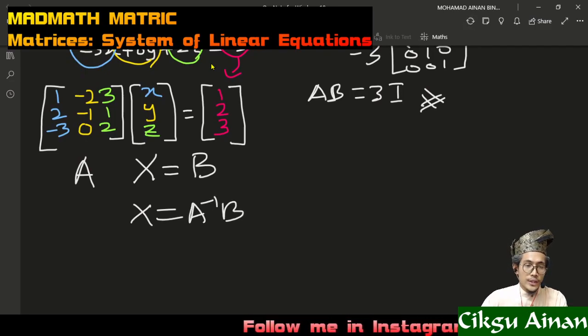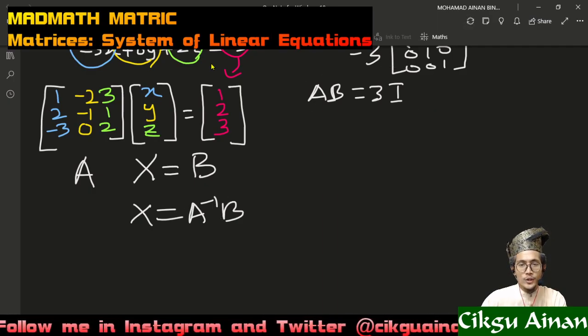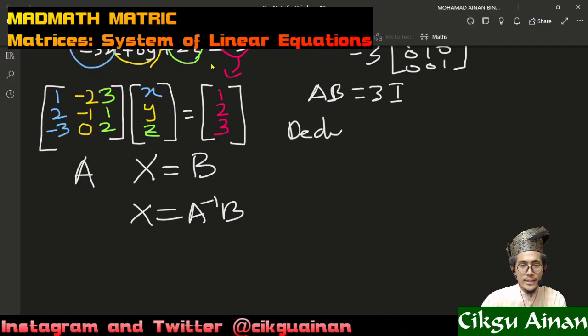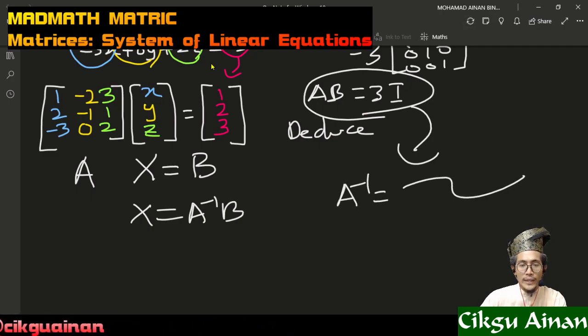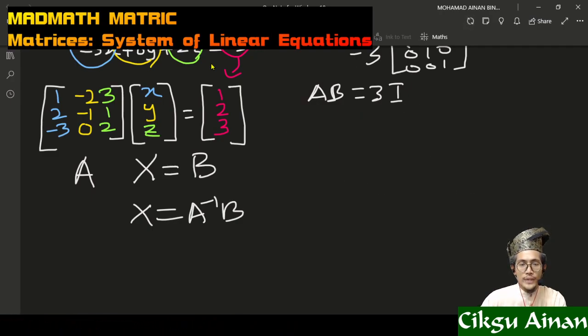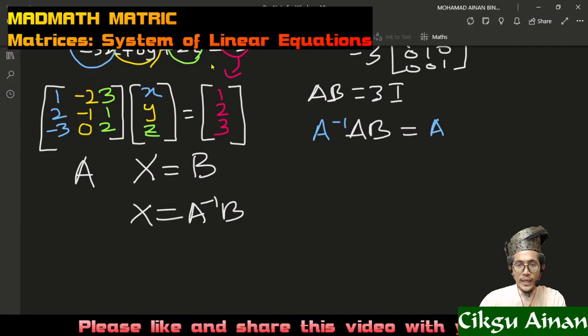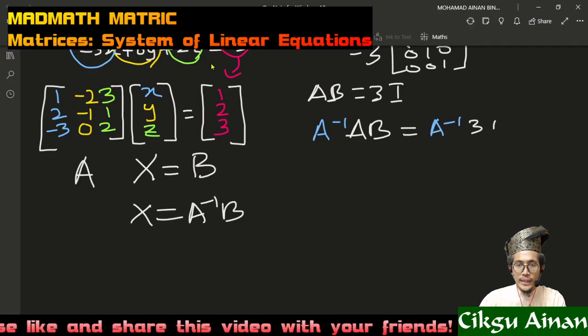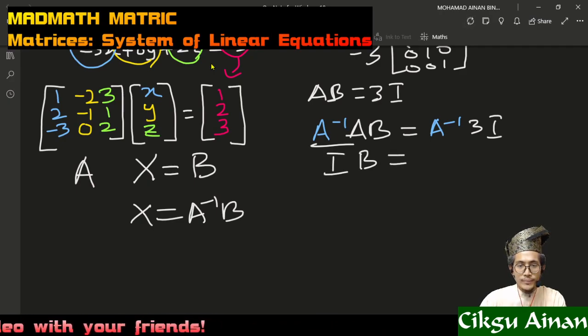Now, do we get A inverse? Not yet. Where to get it? From here. So we must deduce from this. From this, we want to get what A inverse is. So how to do that? We multiply A inverse on the left hand side of each side. So like that equals A inverse again 3I. So this one, identity multiplied by B equals this one. 3 is a constant.